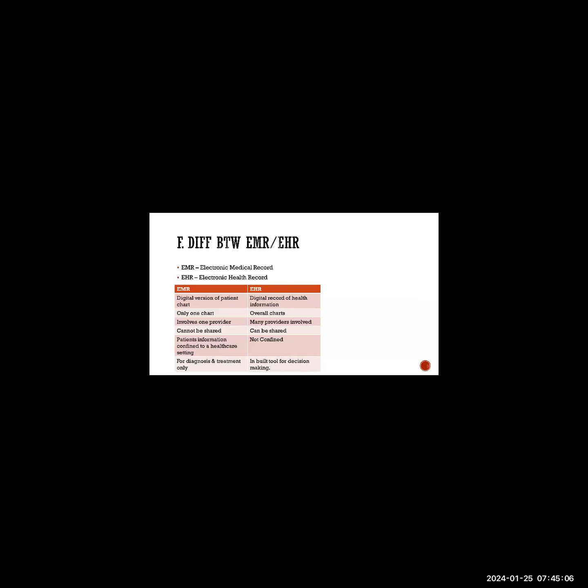For the electronic medical record, the patient's information is confined to the healthcare setting where he or she is accessing care at that time. And the electronic medical record is essentially used for diagnosis and treatment only. But the electronic health record is used for other things, decision-making outside attendance to the patient, and even audit and all of those things.